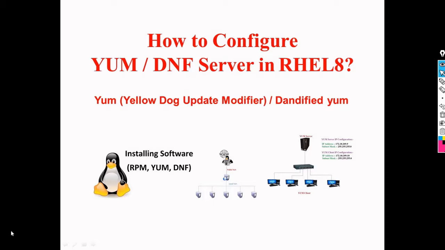In this video, we'll see how to configure the yum or DNF server in RHEL 8. So you can see here, we can install the software by using three tools. One is RPM, that is the oldest tool, where we can install a single RPM file. But if you have multiple RPM files for one package, then that cannot be installed using RPM.